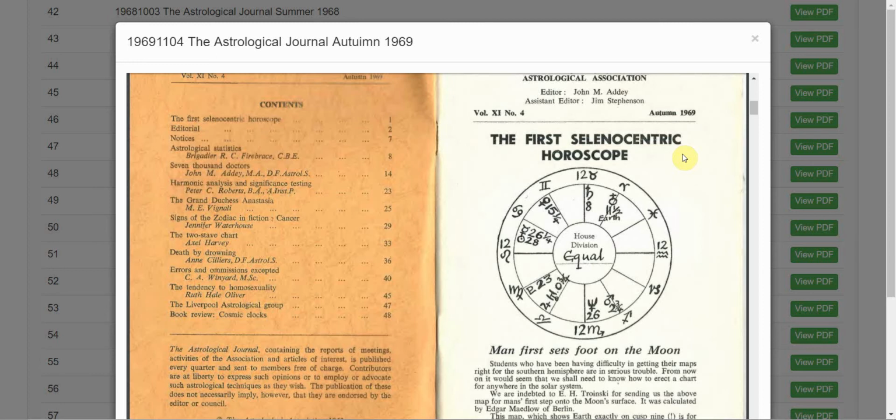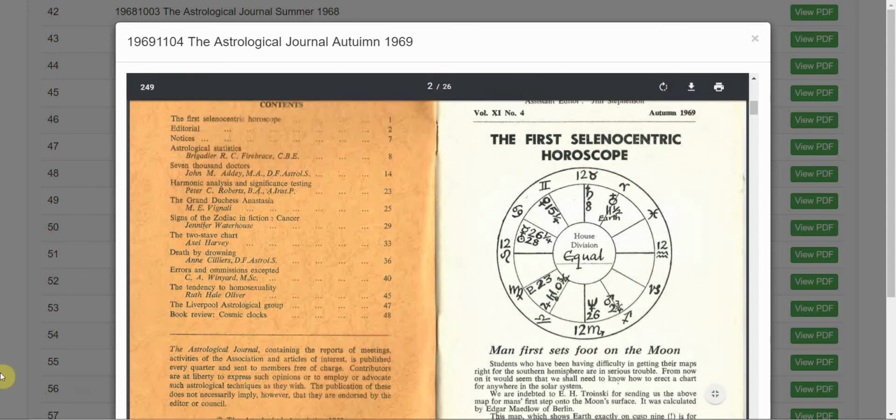Of course, Mark Pottenger developed this technique to do charts for people on all the planets and some of the asteroids, I think. It remains to be seen how practical and useful they will be in the years ahead. The contents page is interesting. You can see again we've got Brigadier Firebrace still writing for the journal 10 years after we were founded, and John Addey as well as Peter Roberts and Alex Harvey, and the range of articles are particularly interesting.